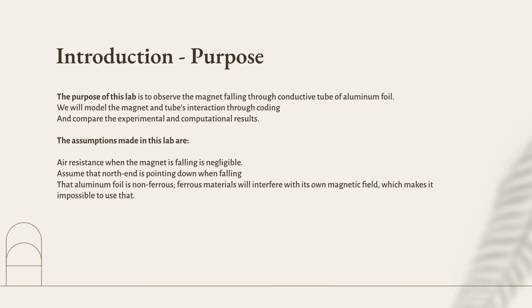The purpose of this lab is to observe the magnet falling through a conductive tube of aluminum foil. We will use a computational model of the magnet falling and find out how long that takes, and compare with the experimental value. The assumptions made here are, first, air resistance is negligible, second, that the north end is pointing down when falling, and third, that the aluminum foil tube is non-ferrous. The reason why we use non-ferrous material is because ferrous materials interfere with its own magnetic field.